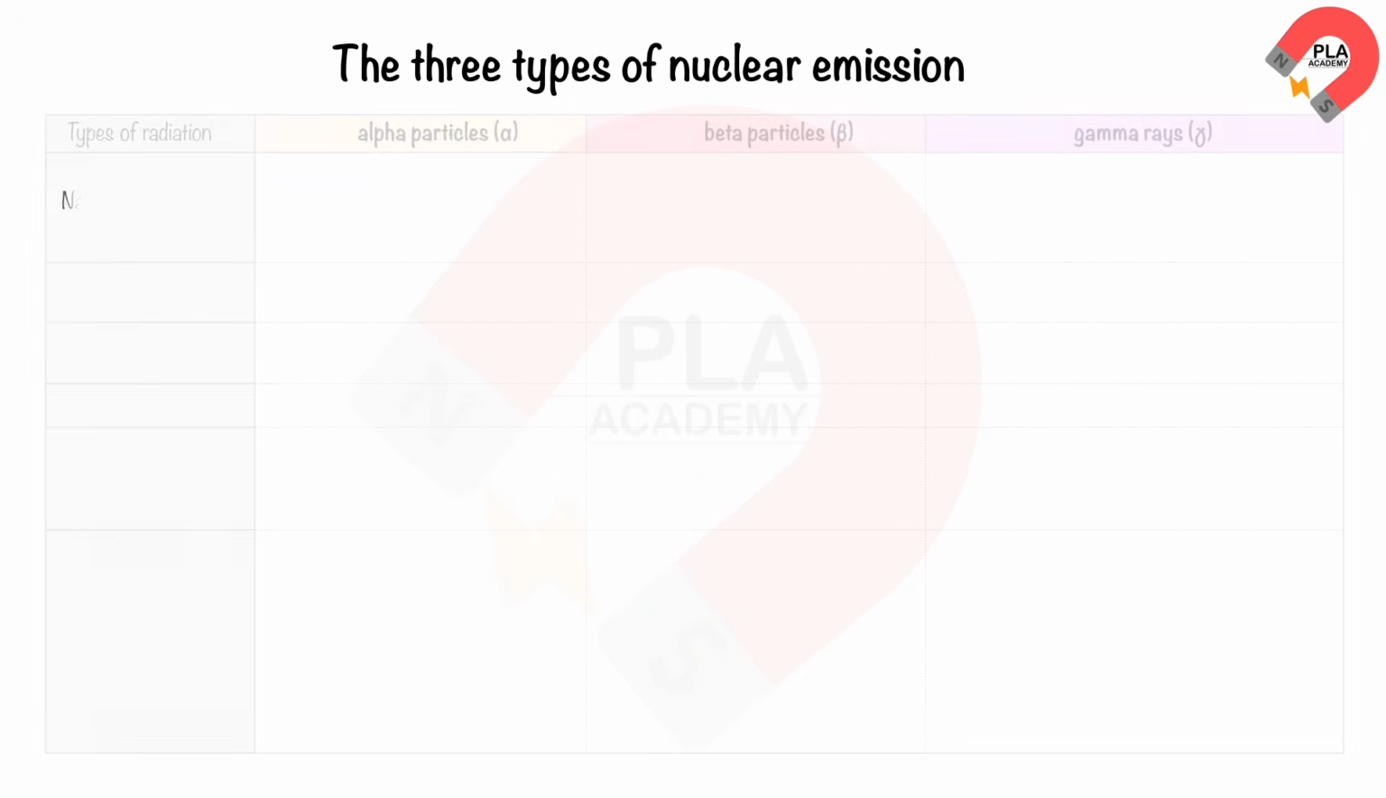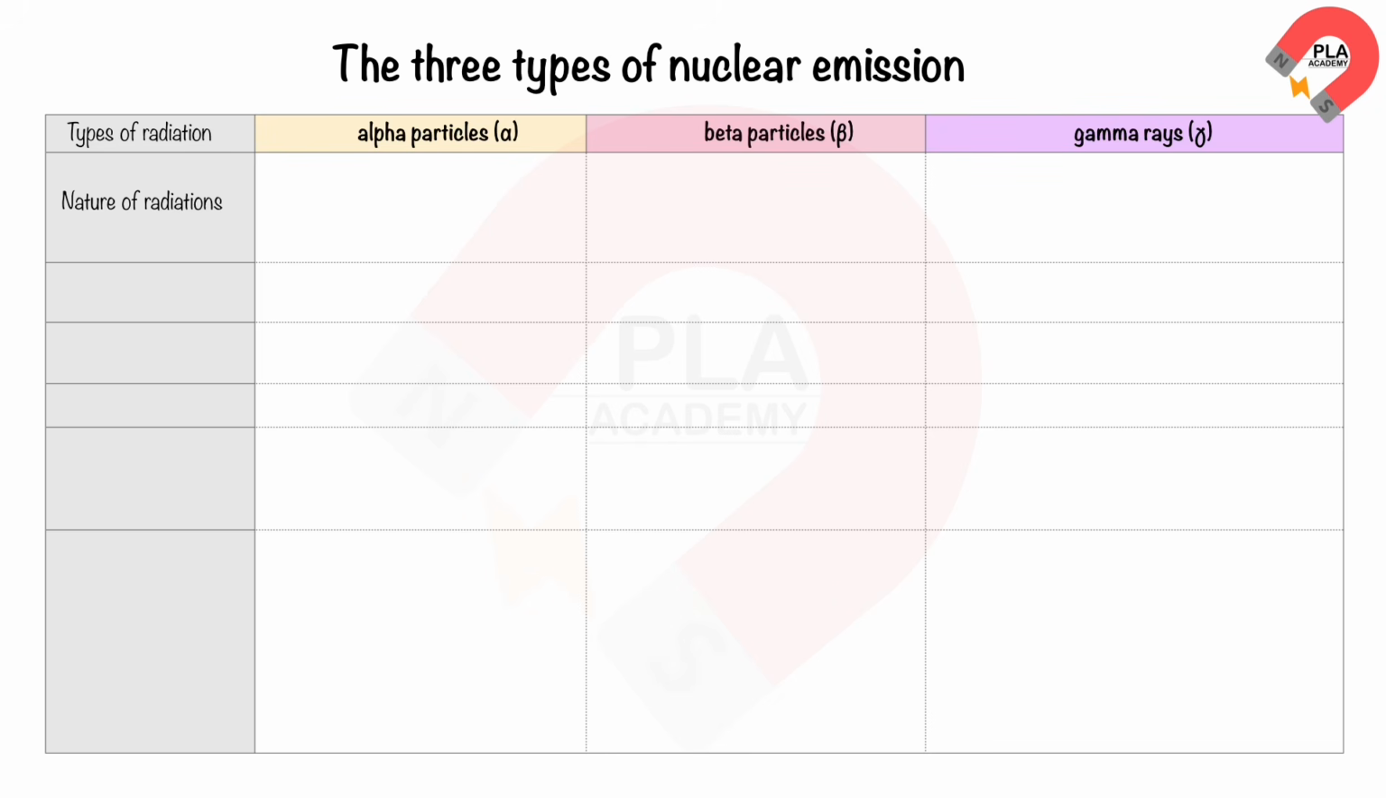The three types of nuclear emission. Nuclear radiation is emitted from the radioactive decay of unstable nuclei. There are three main types of nuclear radiation: alpha particles, beta particles and gamma rays. The alpha particle is the helium nucleus, containing 2 protons and 2 neutrons. Therefore its symbol is He-4-2, or alpha 4-2.